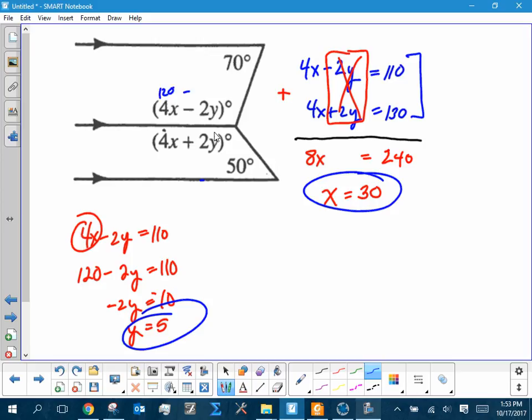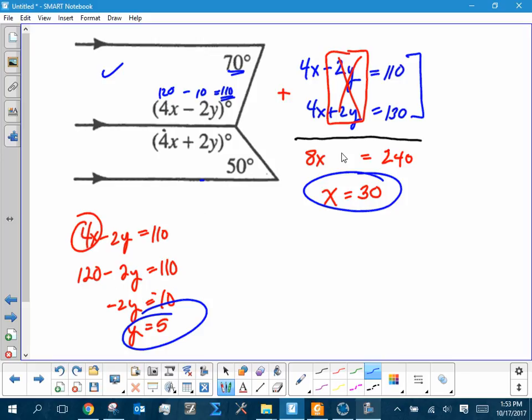120 minus 2 times y, minus 2 times y would be 10, right? So I get 110. We initially thought these two angles should be supplementary, right? Are they? Yeah. So I just checked and proved to myself algebraically that everything I've done so far with this algebra was accurate. I didn't make any mistakes algebraically. Does that make sense?